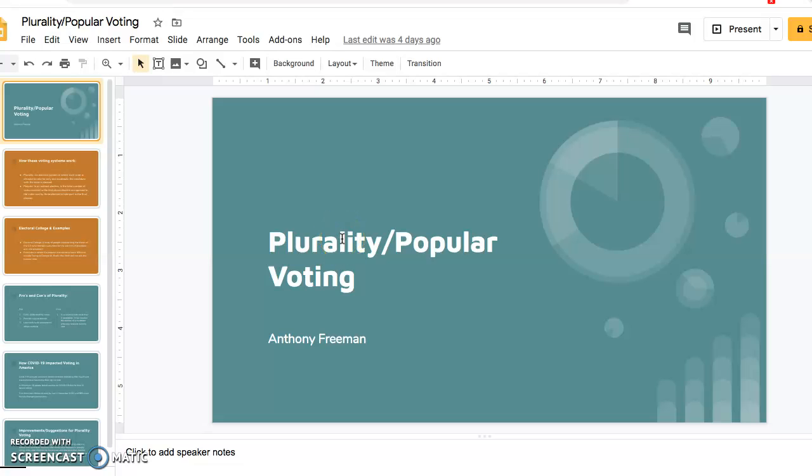Okay, so hello everyone. Today I will be teaching you about plurality slash popular voting. This is one of the most common types of voting systems that we have in America. It's the one that we use when voting in November for our president, and it's pretty efficient. That's why we still use it, but it does have its flaws, just like any other voting system, because at the end of the day, there's just not going to be a voting system that isn't flawed, but this is the most efficient and most consistent. So we continue to use it today.